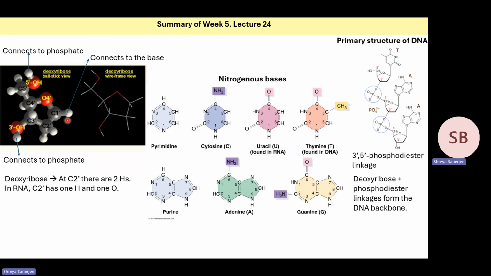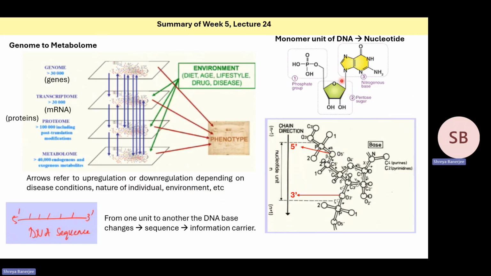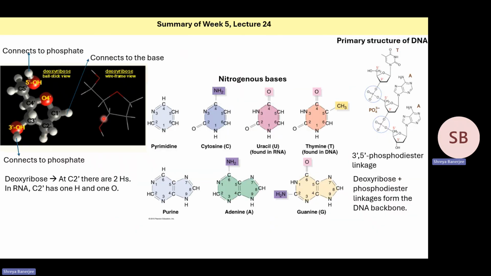This hydrogen is replaced by the nitrogenous base, so you can see the deoxyribose sugar is connected to a nitrogenous base. This happens through this hydrogen being replaced by that nitrogenous base. And this is for DNA. In DNA, this C2 prime will have 2 hydrogen atoms, whereas in RNA, there is 1 hydrogen and 1 oxygen.